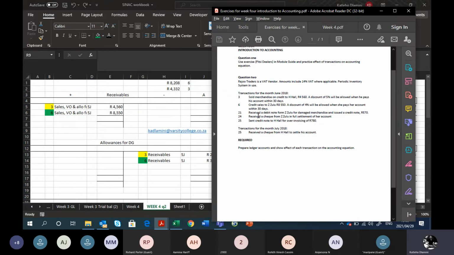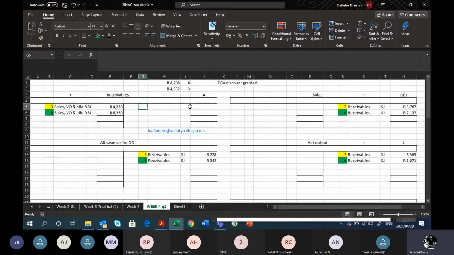Okay, next one. Received a debit note from Zulu for the damaged merchandise and issued a credit note of 570. So you received a debit note from Zulu. Zulu is the 2nd person, okay, for 570 on the damaged merchandise. All right, so now I'm gonna come this side. So that's on the 21st. I'm gonna make that red.